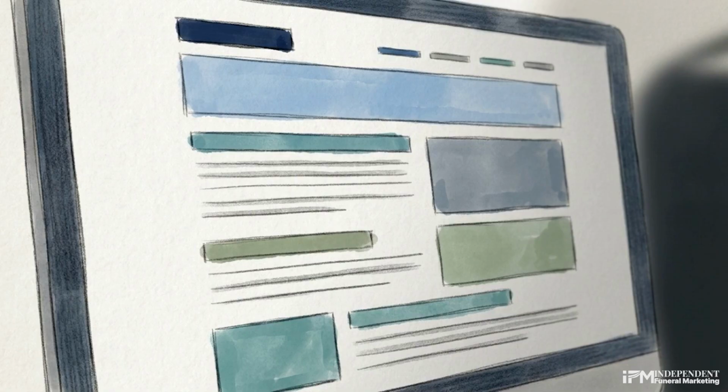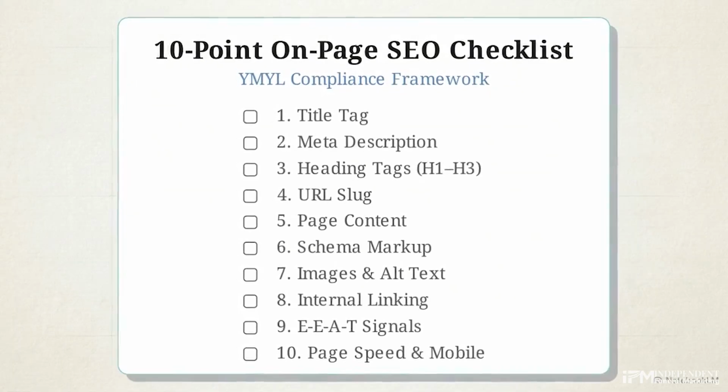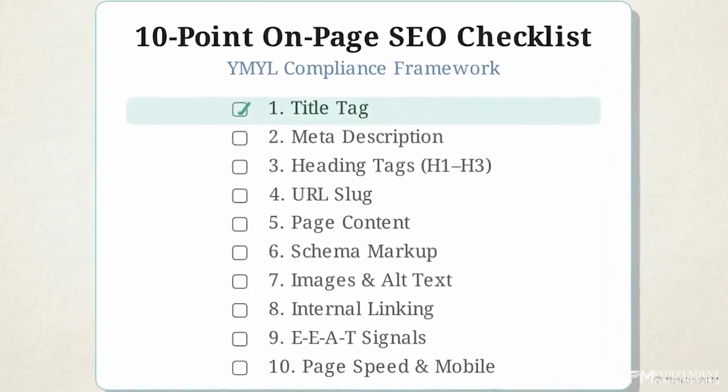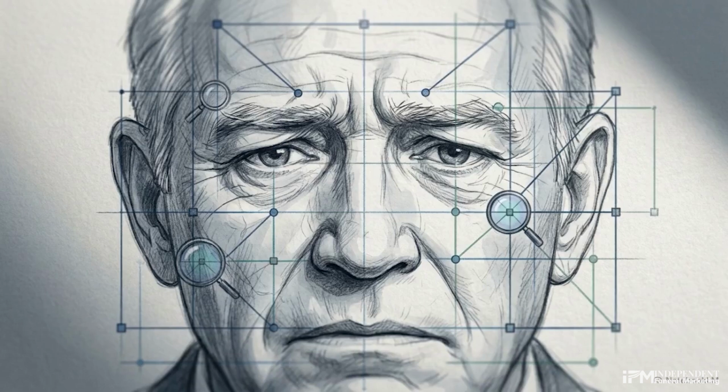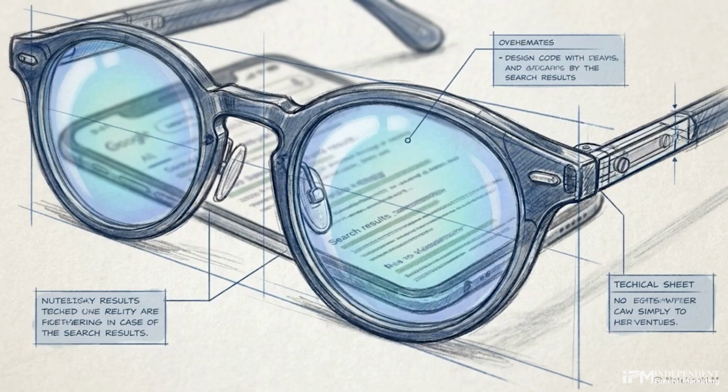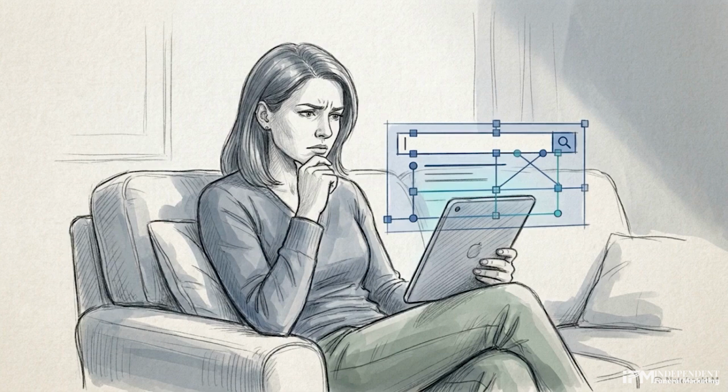To meet that standard, every page on your website needs a specific set of optimized elements. We will walk through the 10-point checklist required to build a page that actually ranks. Neglecting on-page SEO results in lower search visibility and directly prevents you from reaching families who are looking for immediate local help.